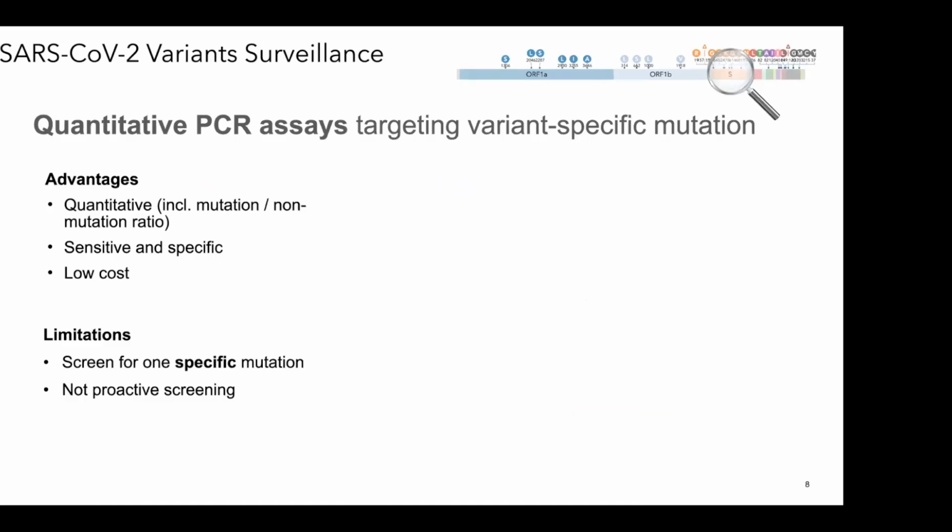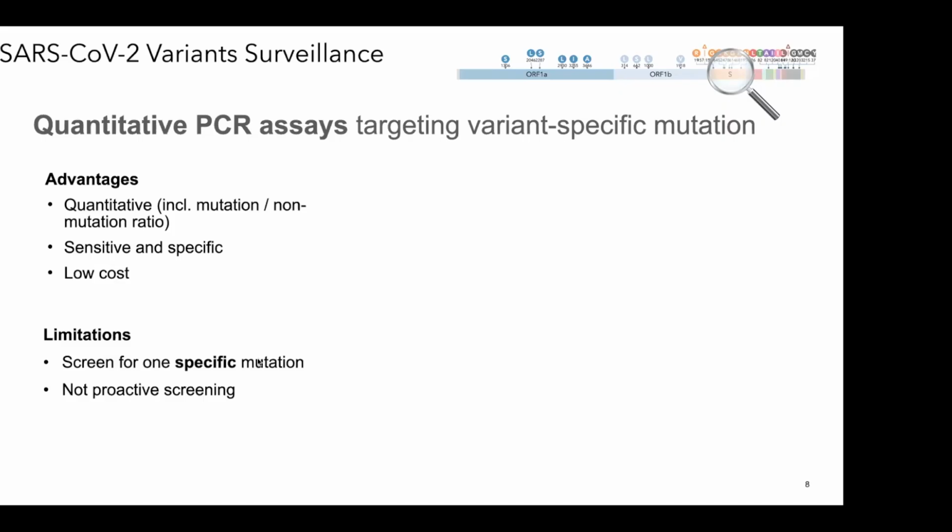And to measure or identify these different variants in wastewater, there are two main approaches that are used, that I'm aware of at least. There is the quantitative PCR assays that are going to target just one unique mutation. It has the advantage to be quantitative, and it gives information about the concentration of the mutation as well as the concentration of the non-mutation, which gives some ratio. It's really sensitive, it's highly specific, and it's super cheap.